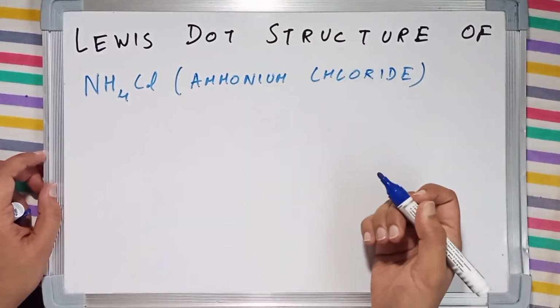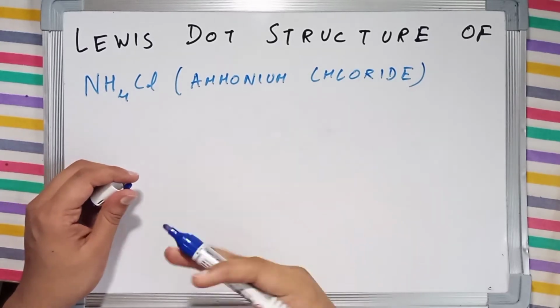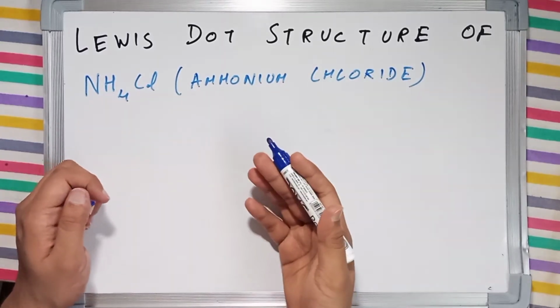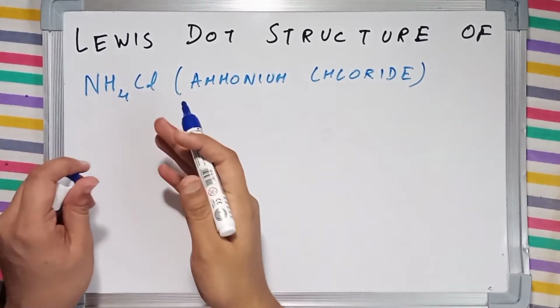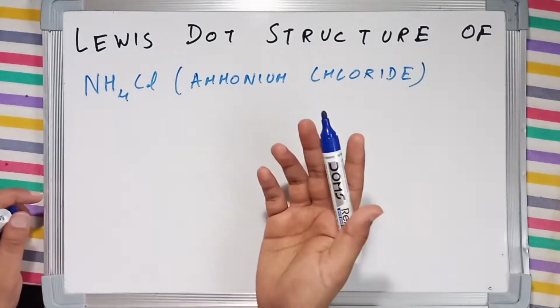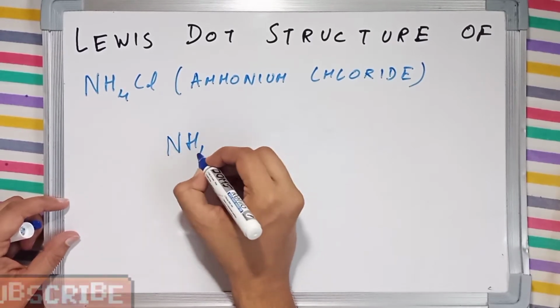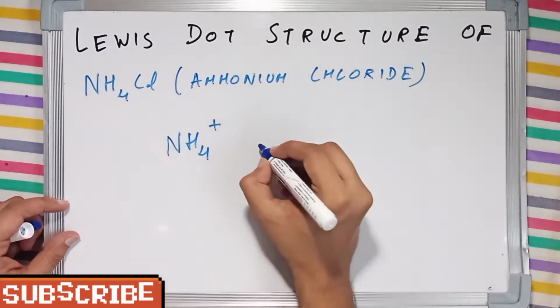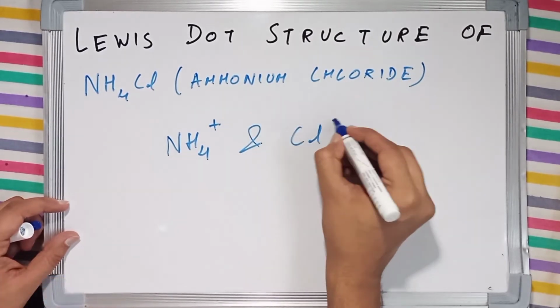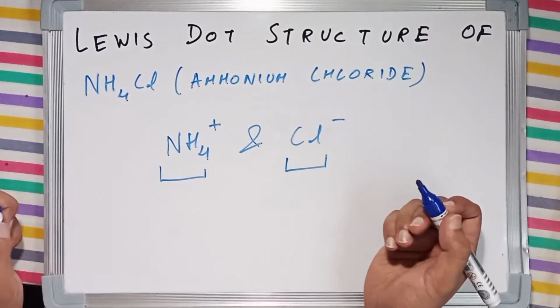We are going to draw the Lewis dot structure of ammonium chloride, NH4Cl. Now before starting off, let me make it very clear that this is not a covalent compound, but actually it is an ionic compound, and it is made up of two ions, which is NH4+ and Cl-, ammonium ion and chloride ion.